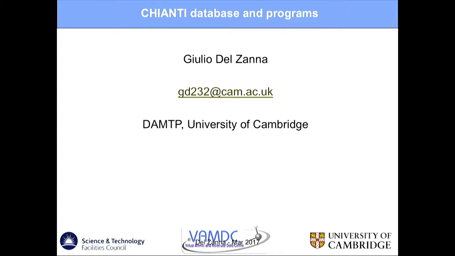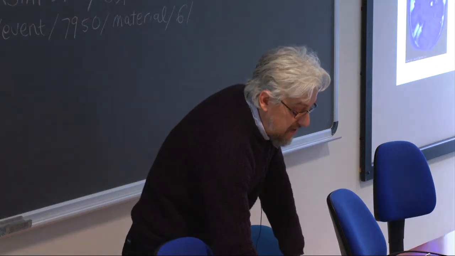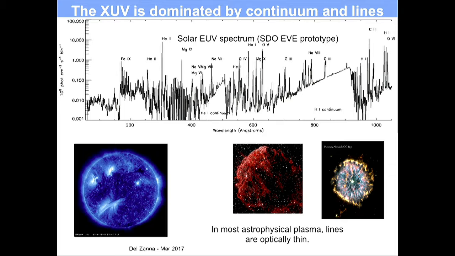I have different hats, but the main hat that I have today is about the Chianti database, which was mainly developed to study spectra. We started as a group of people about 20 years ago. We were interested in studying solar spectra from the extreme ultraviolet, you see an example here, or in the X-rays, where plasmas are optically thin. You have an image of the solar corona on the left, which is very typical. But optically thin, collisionally ionized plasmas are also very common in nebulae, supernova remnants, and the intracluster medium of galaxies. And so these plasmas are very easy to study.